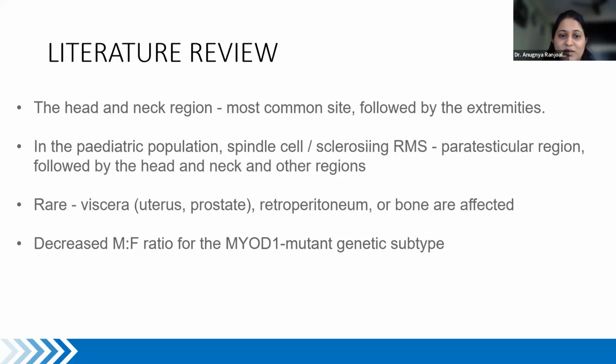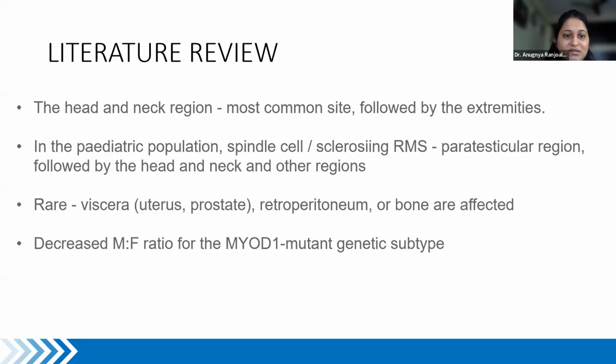In our case also, when we went back and spoke to the nuclear medicine people, they said it is more likely to be prostate, because they had compared the previous MRI with the current MRI. So they were saying most likely from the prostate, but they were also not very sure. So we took it as a pelvic mass only. Also, there is a decreased male to female ratio specifically in the MyoD1 mutant genetic type. So again, it is rare, and it is more common in females, is what the literature says.